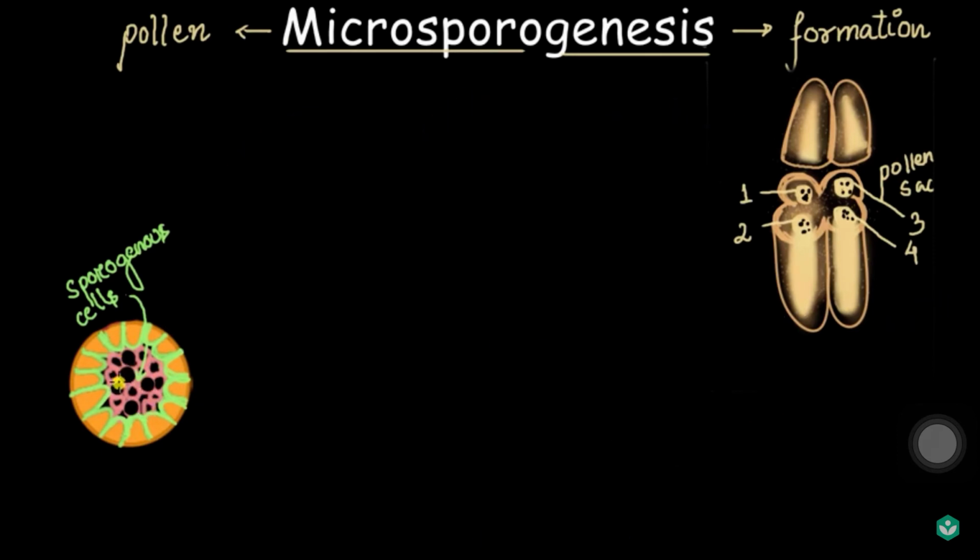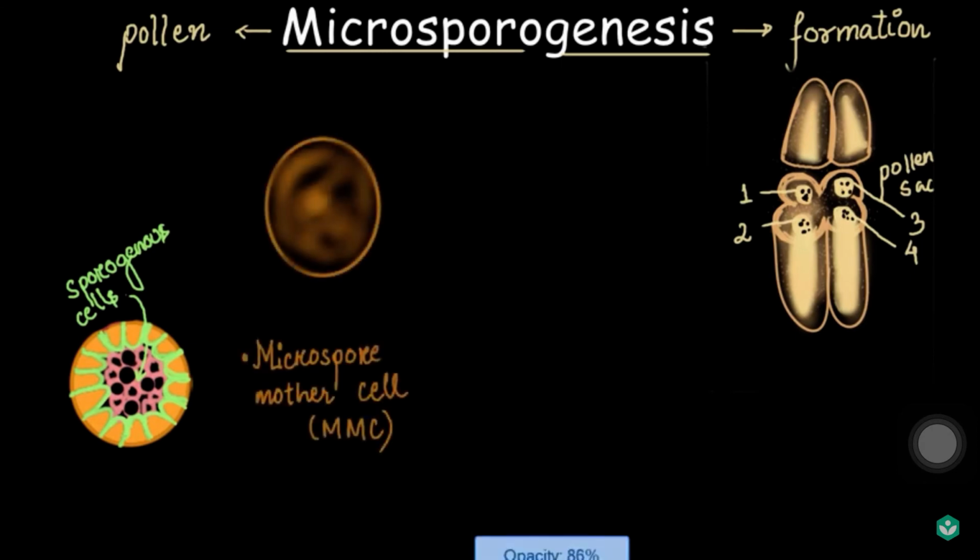Alright, now among the few cells that are left inside this tapetal layer, let's bring one of them outside. So this one here is a cell from this sporogenous cell mass, okay? Now I have called this cell microspore mother cell. So we call it microspore mother cell because they give rise to microspores. Right?